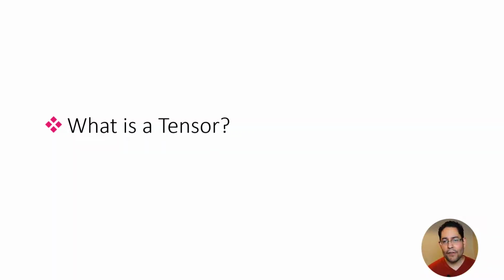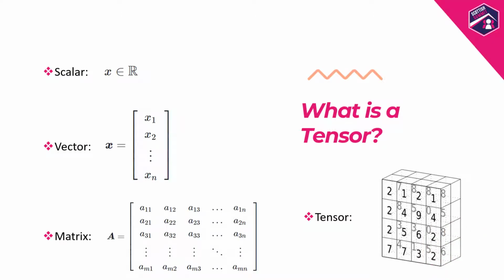So a tensor is something that comes from the world of mathematics. We can differentiate between a scalar, which is only a single real number, a vector, which is a collection of scalars, or a matrix, which is a two-dimensional collection of scalars. And then a tensor is just a container that can contain either a scalar, a vector, or a matrix.